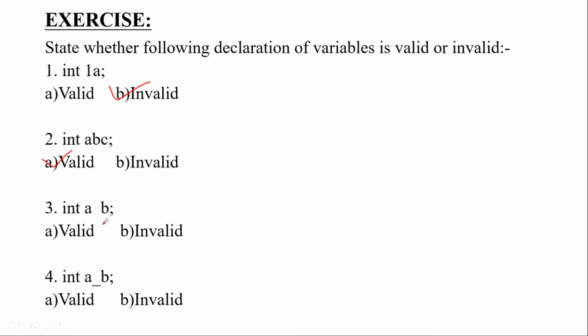Now the third one, int a space b. This is an invalid declaration, because spaces are not allowed between the variable names. Here there is a space, so this is invalid. Now int a_b. As I told you, there should not be any space in the variable name, but if you want to separate a variable name, you should use underscore. Here we have used underscore, so this is a valid declaration.